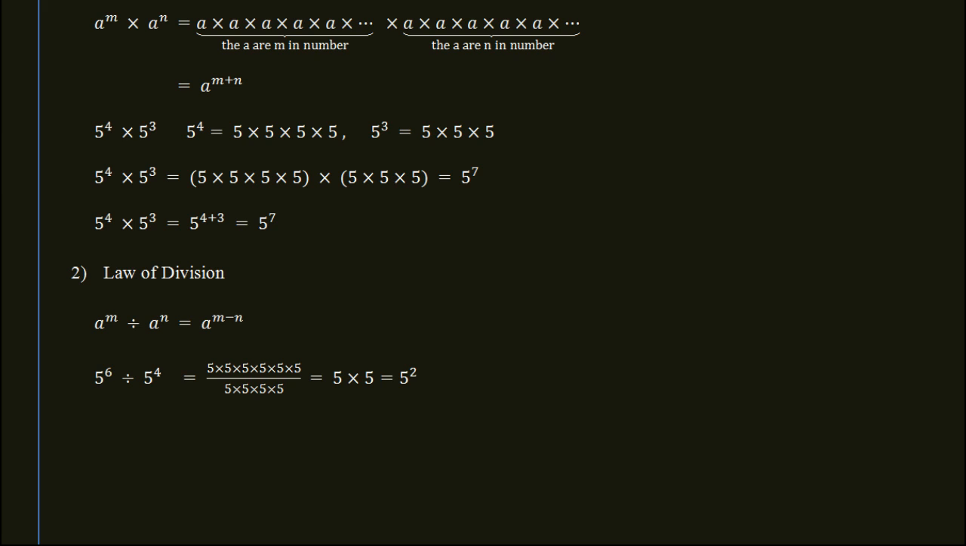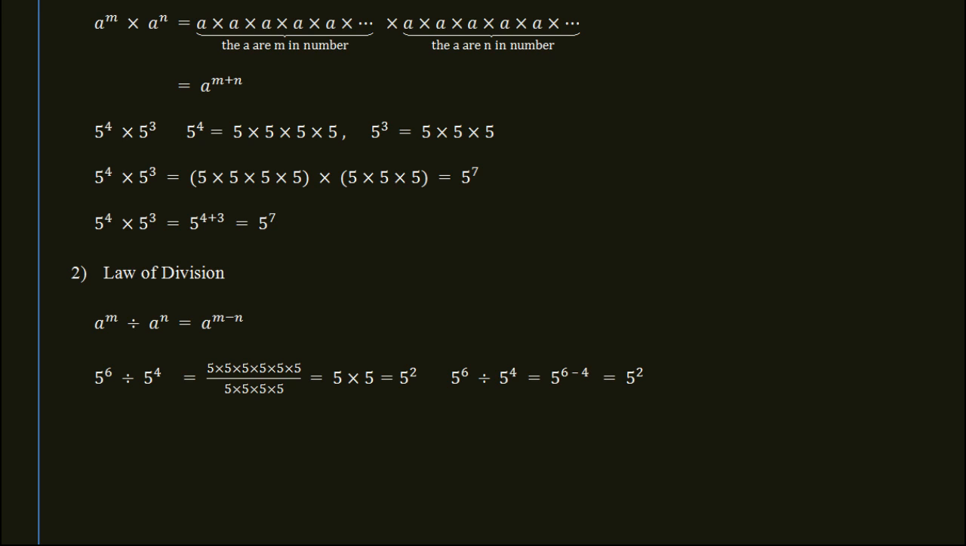In brief, 4 5s have been removed from 6 5s, leaving 2 5s in multiplication. So if you are asked to work out 5 to the power 6 divided by 5 to the power 4, this will be 5 to the power 6 minus 4, which is 5 to the power 2.